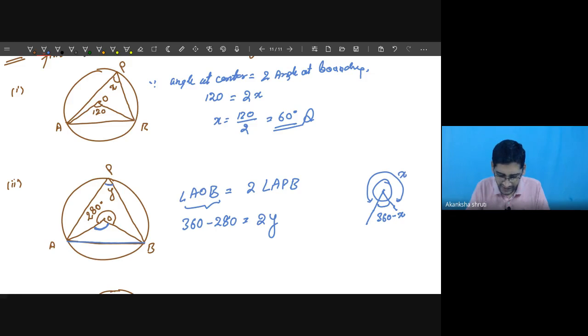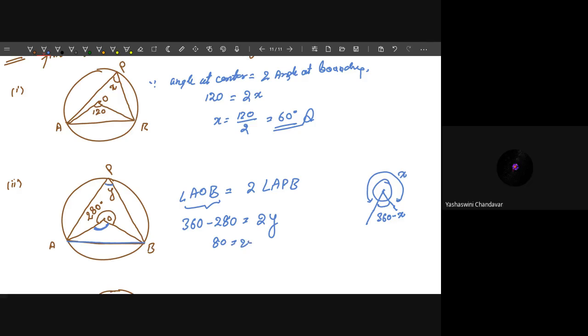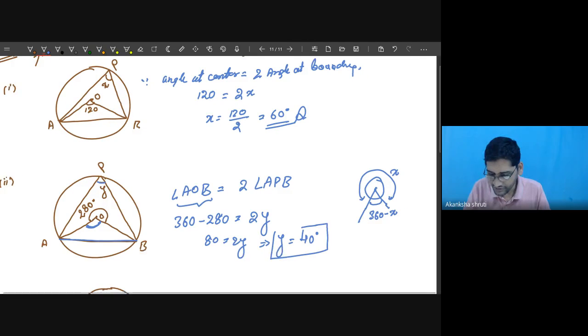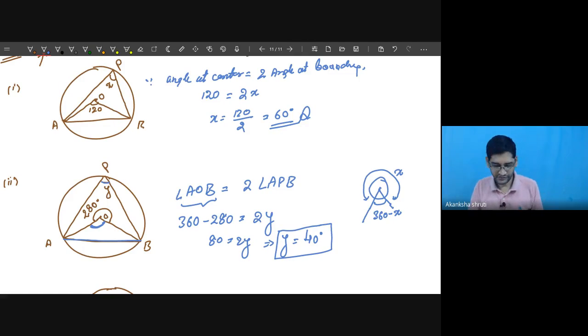So the smaller angle or the center angle that we have calculated is 360 minus 280. Just subtract it, it becomes 80 degrees, which is equal to 2y. So y is equal to 40 degrees. This division all of you know, no? Dividing by two. Good.